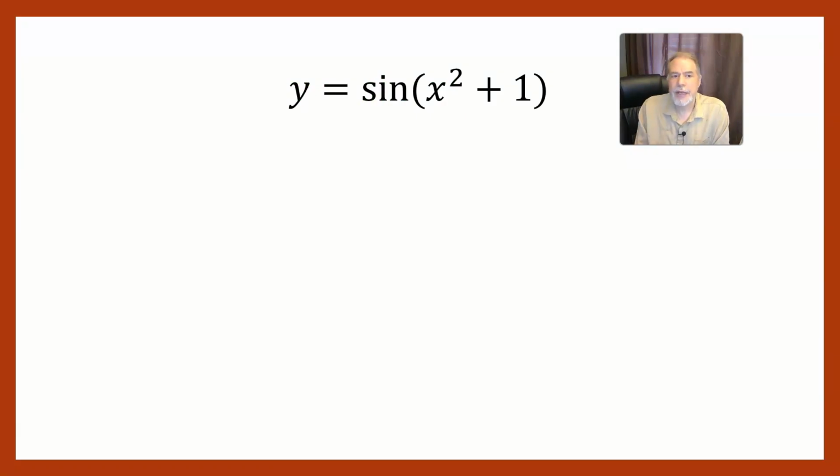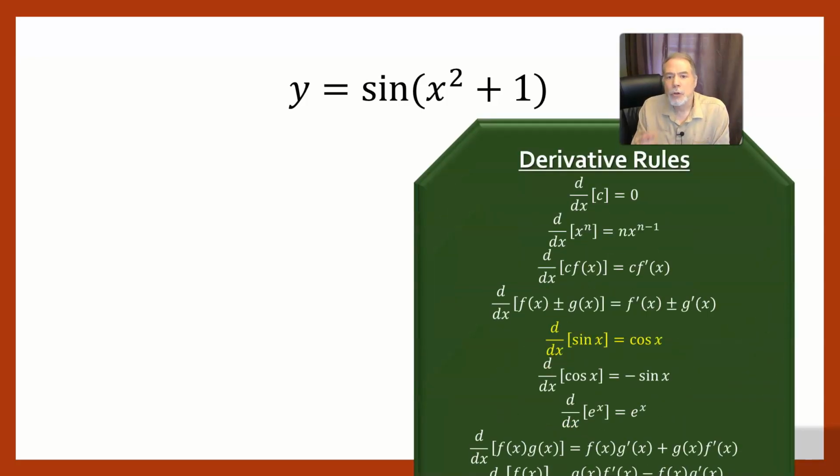Let me show you another example. Suppose y is the function sine of x squared plus 1. Now, if you look up our derivative rules that we've already seen, if you've been watching my other videos on derivative rules, one rule we have is that the derivative of sine x equals cosine x. The derivative with respect to x of the sine of x would be the cosine of x. Now here we have the sine, but it's not the sine of just x, it's the sine of something a little more complicated, x squared plus 1.